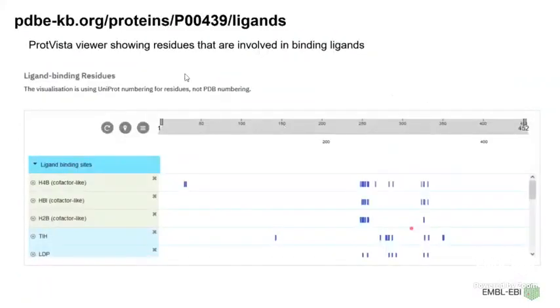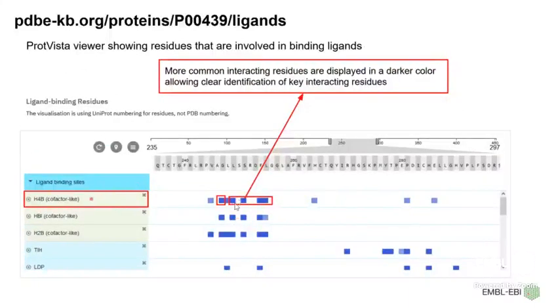Now, the next part of this section is ligand binding residues, and this is shown in the ProtVista viewer, and it shows you the residues which are involved in binding. Here, this view can help you identify the commonly interacting residues. We usually color code them, or there is a color gradient, and mostly the more consistent the interaction is, the darker it is in color, and hence it can allow a user to have a clear identification of key interacting residues.